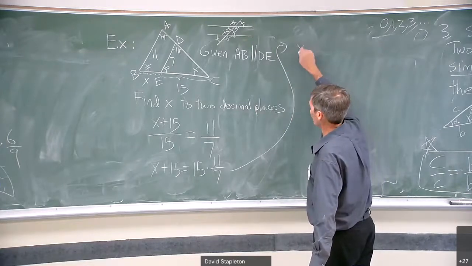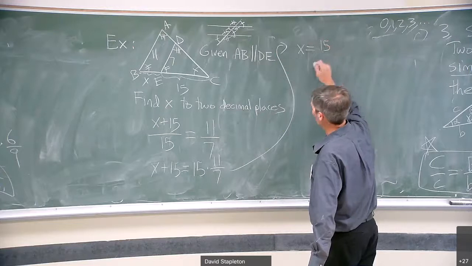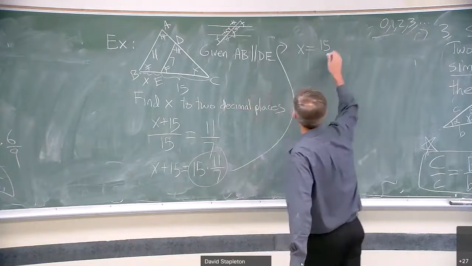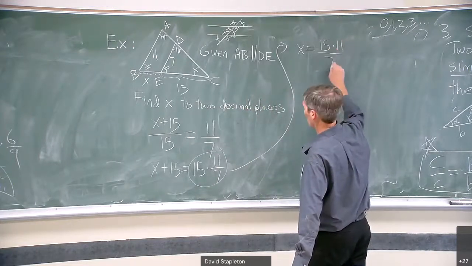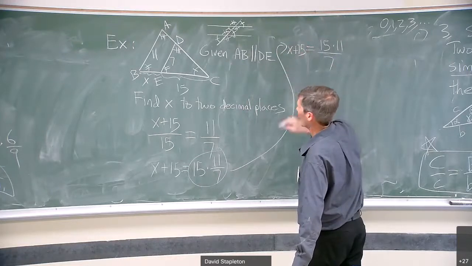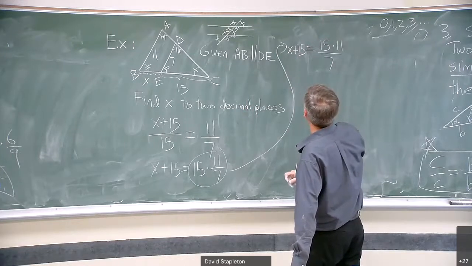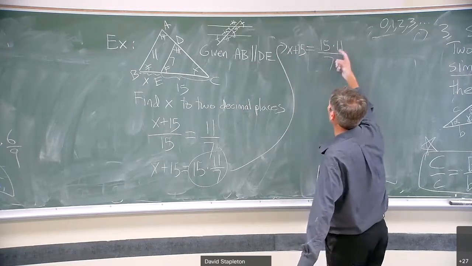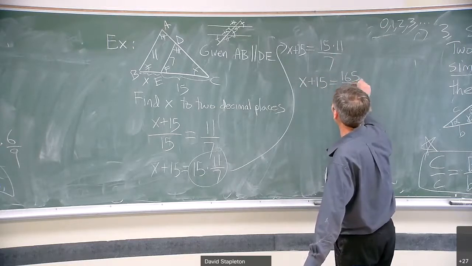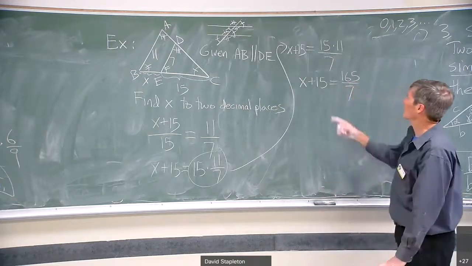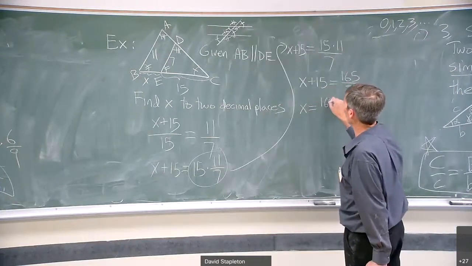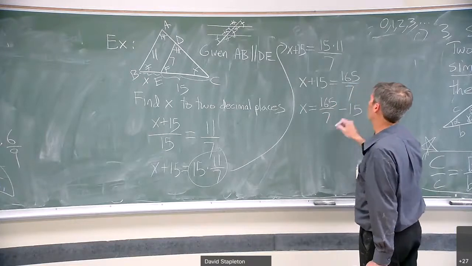Let's see then, x equals 15. Right, we write this as a single fraction. 15 times 11 over 7. And now this is 165 sevenths, so x plus 15 is 165 over 7. But I've still got this 15 hanging on here, so I'm going to subtract it over. X equals 165 over 7 less 15.